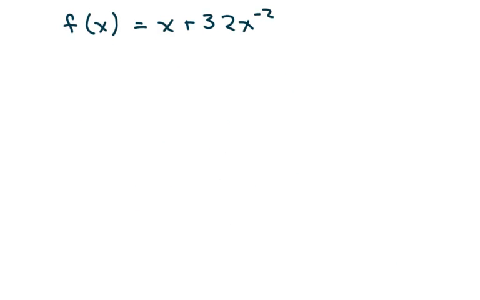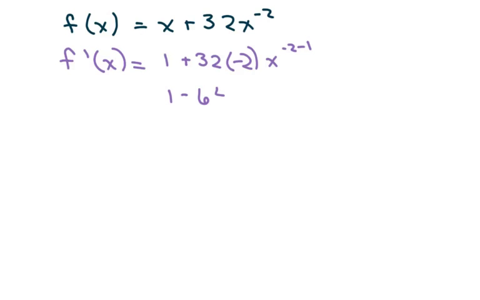Okay, the next one we have is this one. So we're going to take the first derivative, which equals a 1, and then we're going to have plus 32 to the negative 2 times x to the negative 2 minus 1. So it's going to be 1 minus 64 x to the negative 3. And I'm going to go ahead and leave it like that before I take the second derivative.